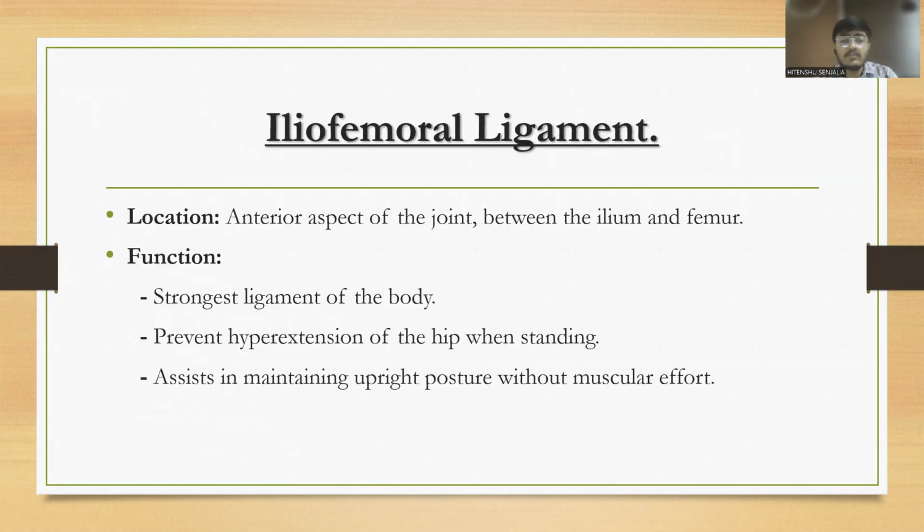First, the iliofemoral ligament. The location of this ligament is the anterior aspect of the joint, between the ilium and femur. The function of this ligament is that it is the strongest ligament of the body and it prevents hyperextension of the hip when standing. When the person is standing, the hyperextension of the hip is prevented by the iliofemoral ligament.